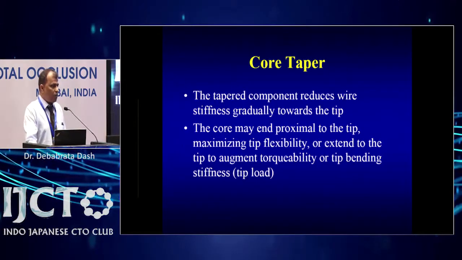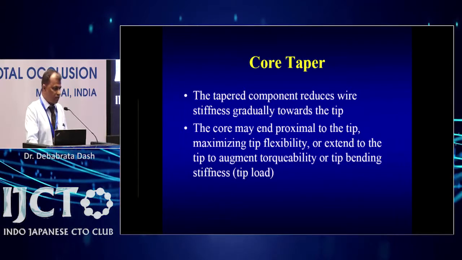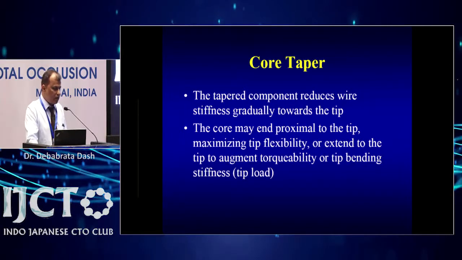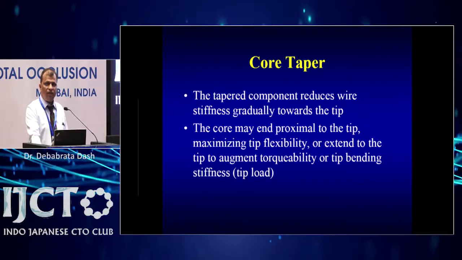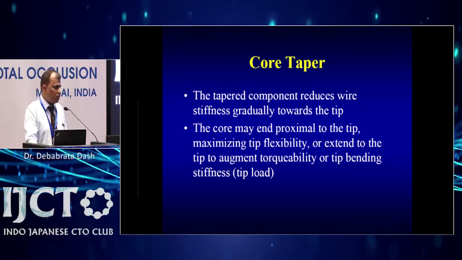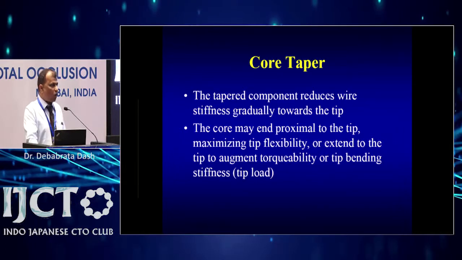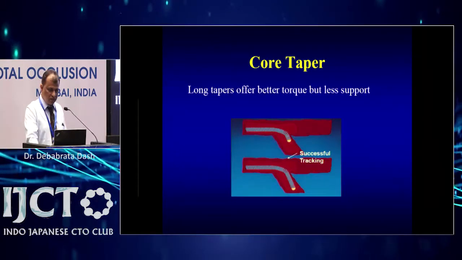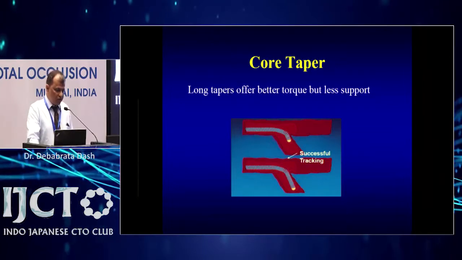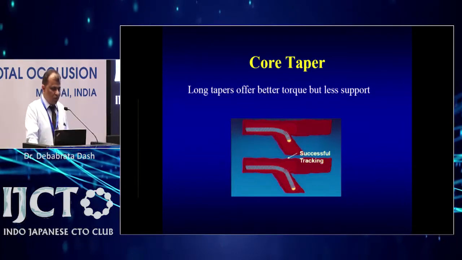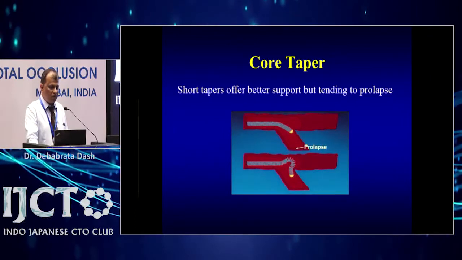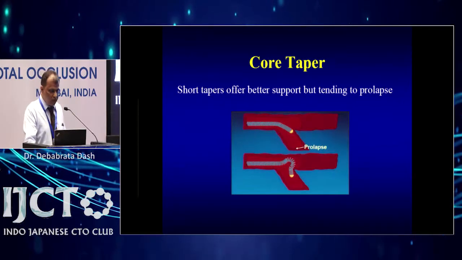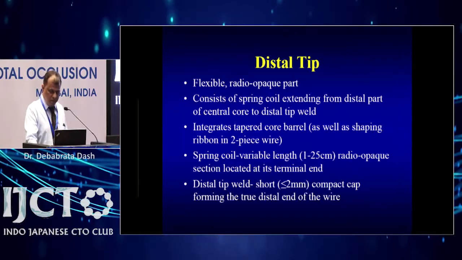The tapered component reduces wire stiffness gradually towards the tip. The core may end proximal to the tip, maximizing the flexibility, or extend to the tip to augment the torqueability or tip load. As all of us know, the long taper offers better torque but less support. However, the short tapers provide better support but tend to collapse.